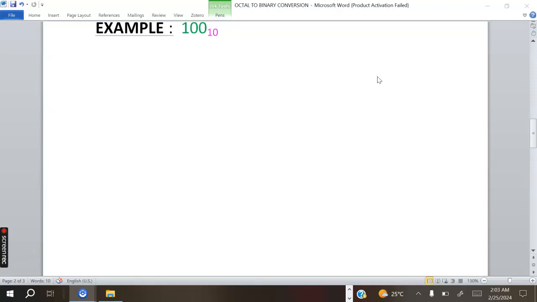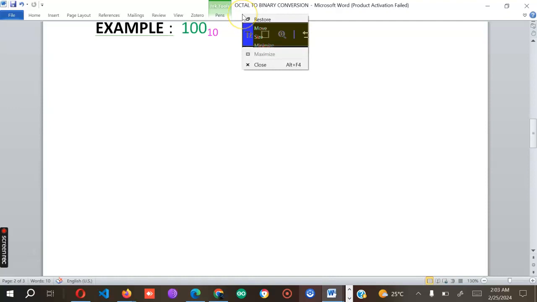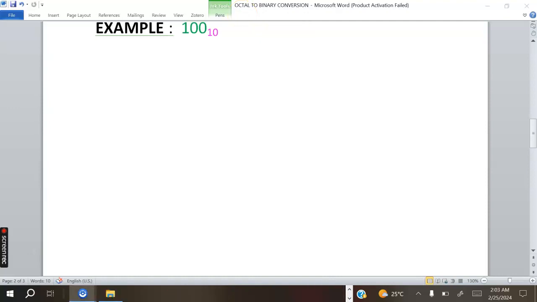Okay, let's do it. So our number is 100. Remember the rules. You divide the number by 2, and this will give you 50 remainder 0.